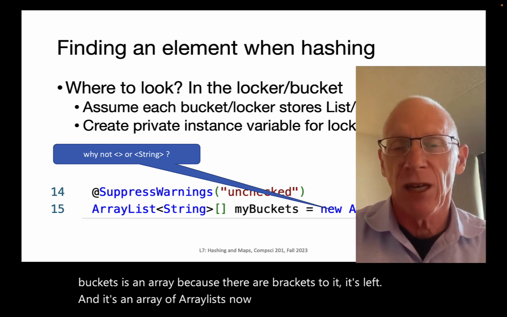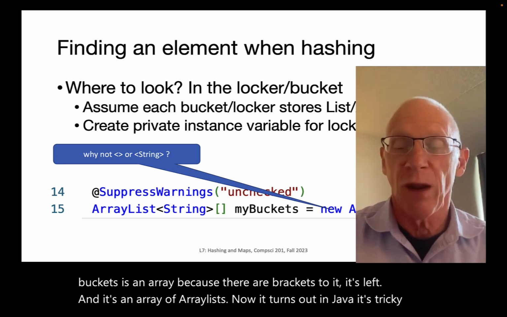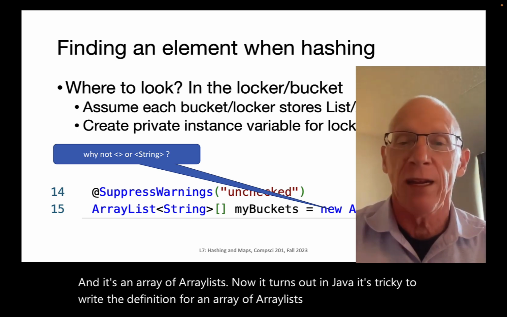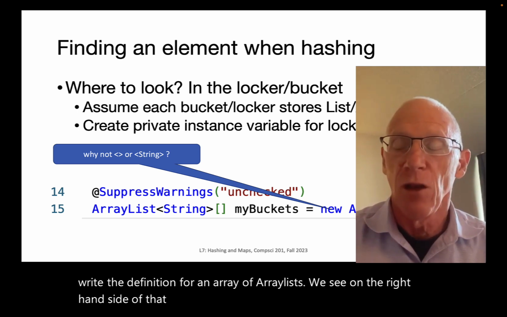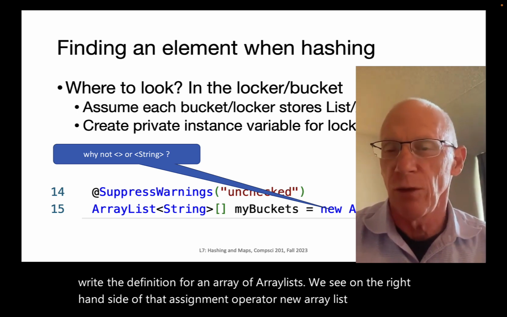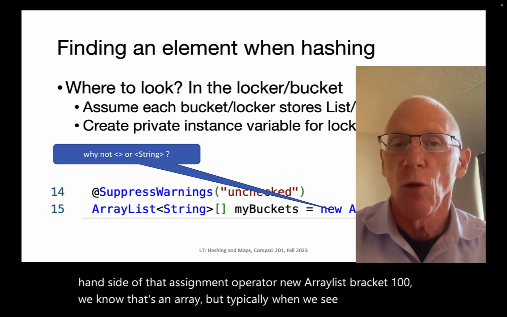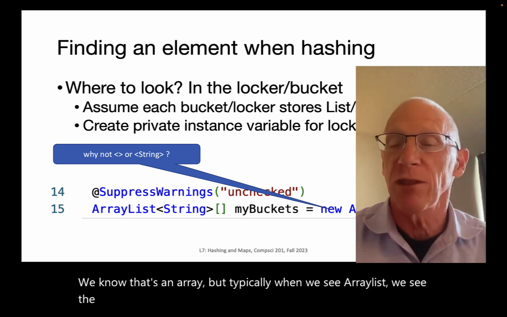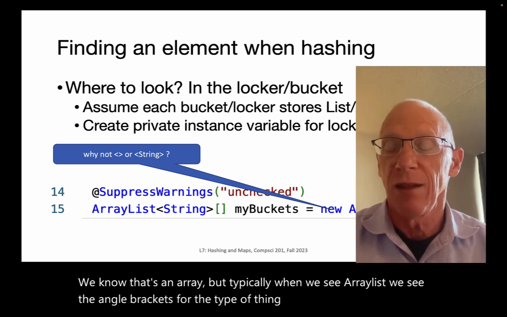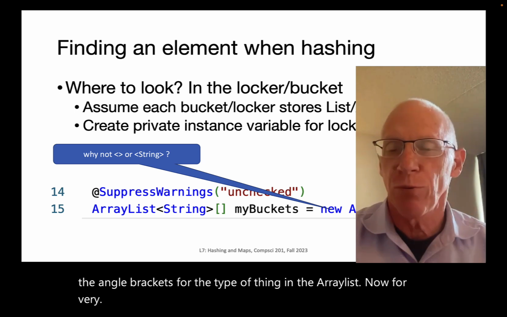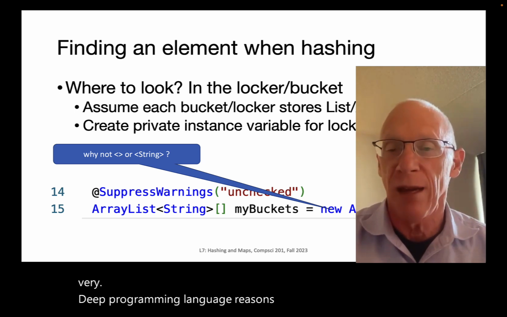Now it turns out in Java it's tricky to write the definition for an array of ArrayLists. We see on the right hand side of that assignment operator, new ArrayList[100]. We know that's an array, but typically when we see ArrayList, we see the angle brackets for the type of thing in the ArrayList. Now, for very deep programming language reasons, we can't do that in Java.